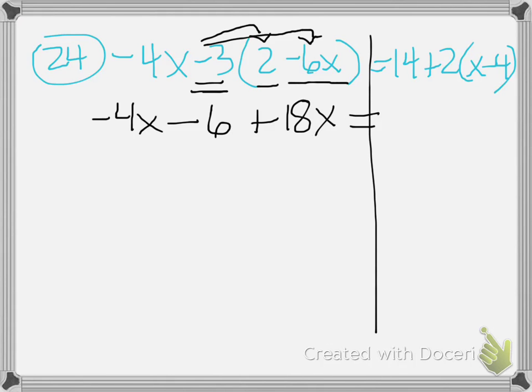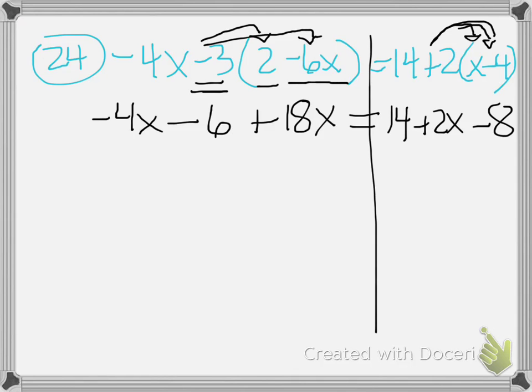Now on this side, I'm going to bring down the 14, and I need to distribute my positive 2. So it's going to be 2 times x, and then 2 times negative 4. Whoops. Sorry, accidentally hit the arrow. There we go. So 2 times x is 2x, and then 2 times negative 4 is negative 8, so it should look like that.